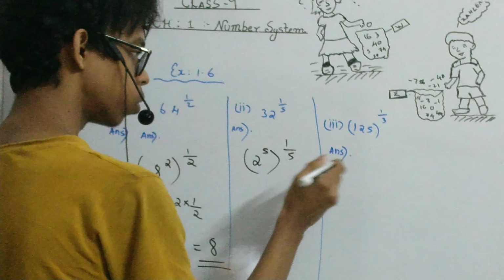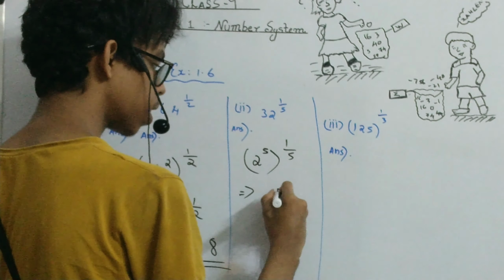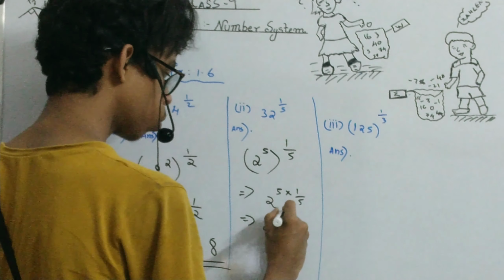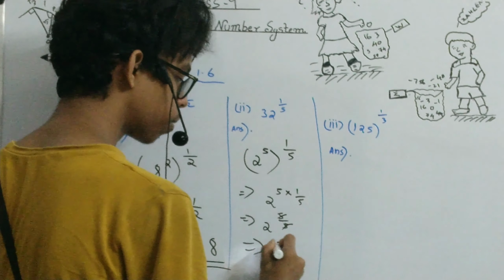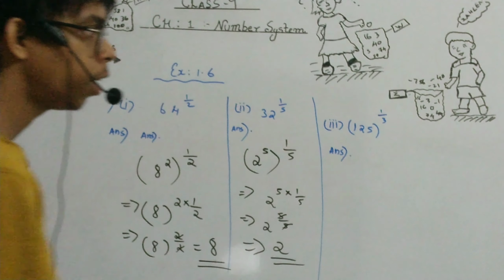So this is a raised to m, the whole raised to n, is equal to a raised to m into n. So I can write it as 2 raised to 5 into 1 by 5. So I will get 2 raised to 5 by 5. 5 and 5 cancel. I will get my final answer as 2. Okay, I hope it is clear.